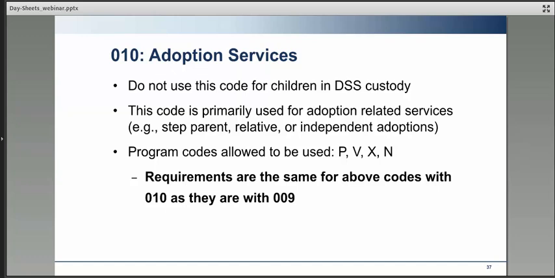All right, now we move into a slightly different code, 010, for adoption services. Now this is also an adoptions code. However, this is not a code you should use for adoptions for children that are in DSS custody. Okay, this is a code that you would use primarily for adoption-related services. Private adoptions like a step-parent, a relative, or an independent adoption, which your agency may participate in.